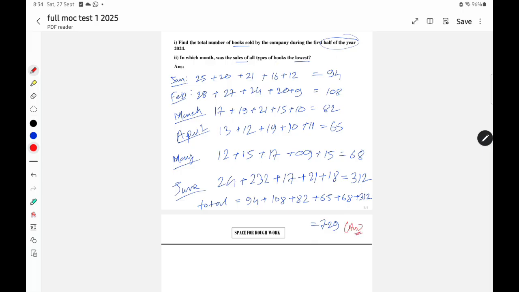Okay, January, February, March, April, May, June total, and see that the lowest is in April. So lowest books sale in April. So this is another answer. This is the answer for 2 and this is the answer for 1.